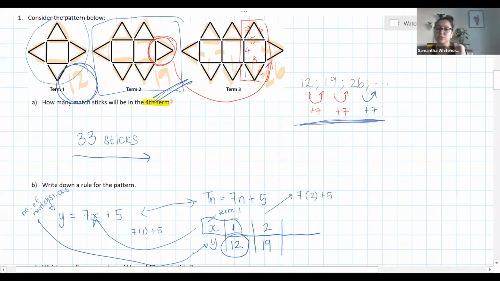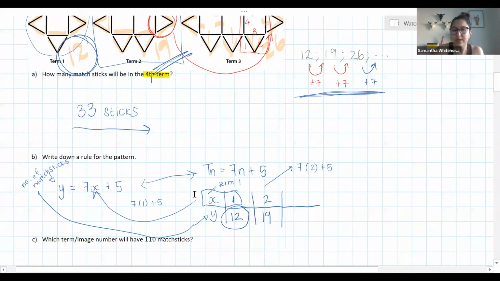And so what this rule does is it lets me find any term's number of matchsticks. If I now say to you, how many matchsticks would there be in the 700th image, you could just go and substitute in. Having this general rule is very useful to us because it allows us to continue to predict what the relationship is going to be. All right, so that is essentially the next question, which, oh no, hang on, we're going to come to that.